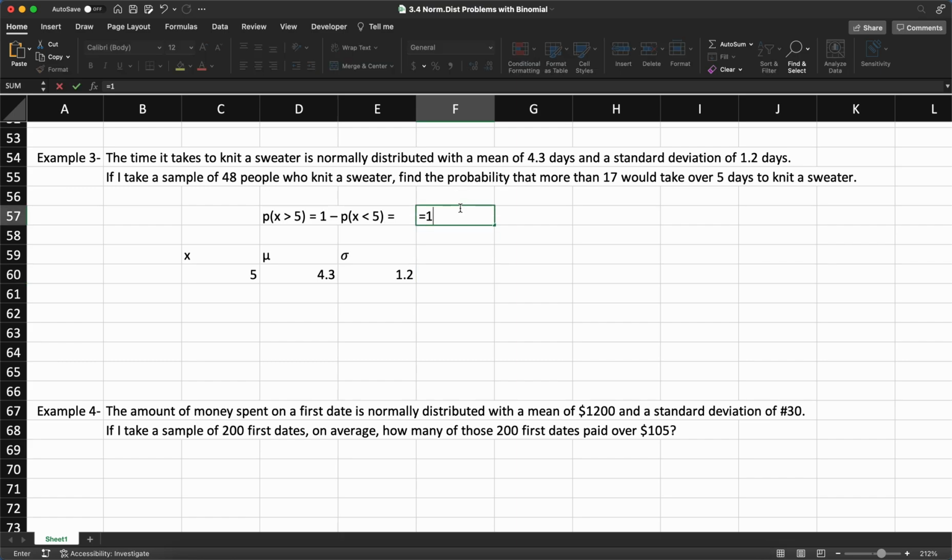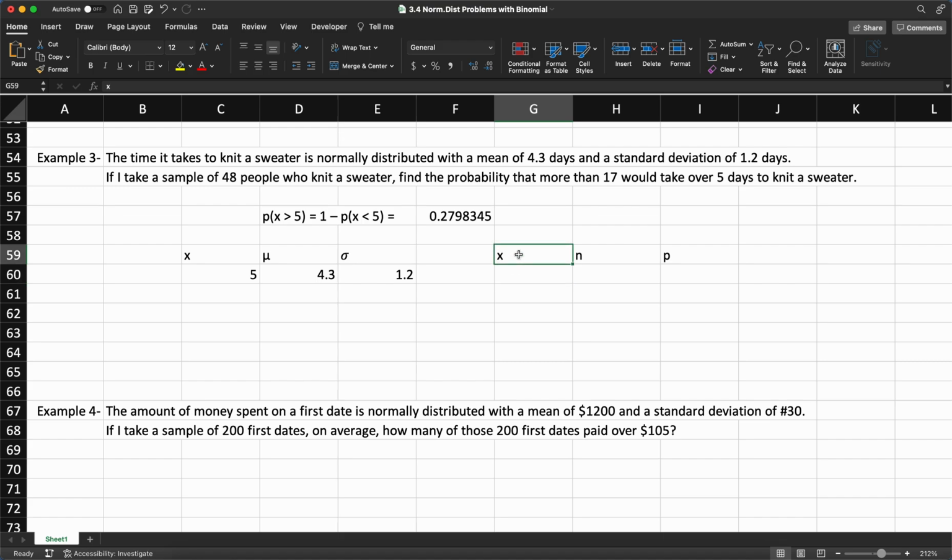So I'm going to do 1 minus norm.dist, x, comma, mu, comma, 1.2, comma, true. Okay, so now I have the probability that it takes more than 5 days to knit a sweater. It's about 28%. Okay, this is now the p for my binomial probability. I have my n and my p.